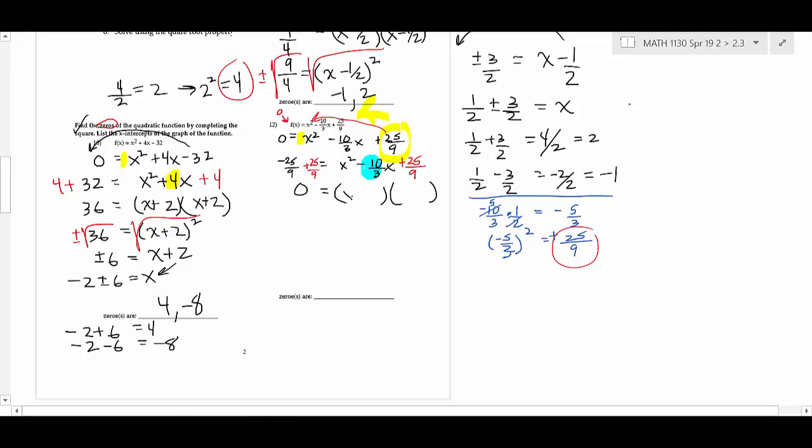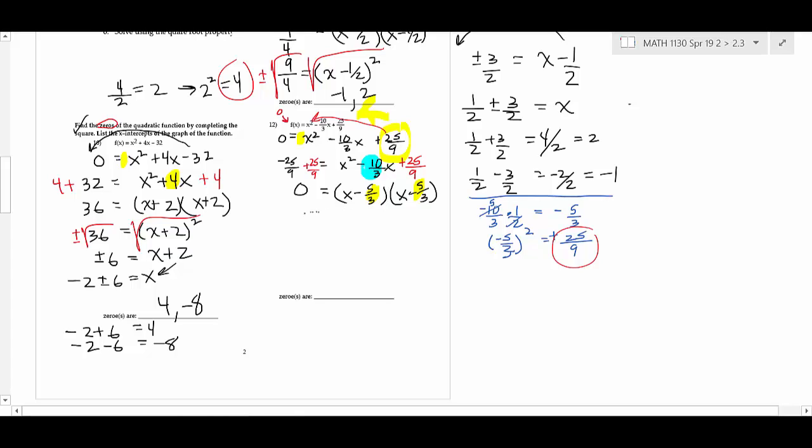The first term's x squared, so I have x and x. And what would I put here? Since that last term's 25 over 9, what would go there? What times what is 25 over 9? What times what is 25? 5 times 5. So it'd be 5/3 and 5/3. So it goes like that. And it just comes from what you did over here. You took the 5/3 and squared it. So what you'll have here is 5/3 and 5/3. And then it's 2 minus signs, because you've got to make it add up to that negative 10/3 term. Does that make sense?